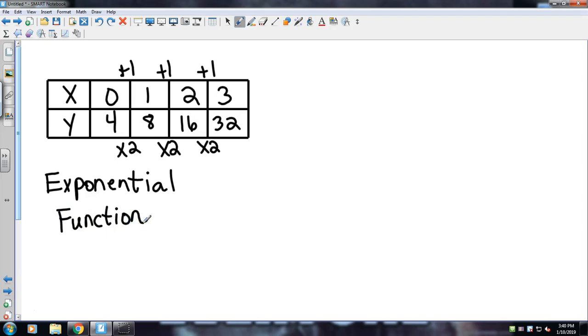So that's the difference between linear functions and exponential functions. Linear functions add or subtract at a constant, and exponential functions are going to have multiplication or division of some sort. So now let's take a look at evaluating exponential functions.